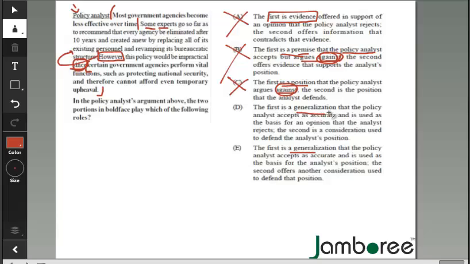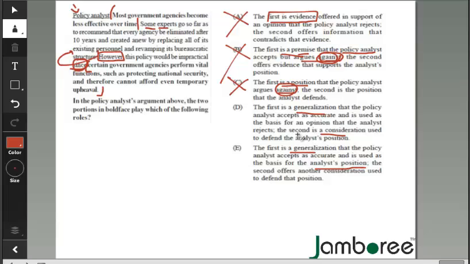Now, the first is a generalization that the policy analyst accepts as accurate and is used as the basis for an opinion that the analyst rejects. Well, it sounds good, so I cannot eliminate based on this. So let's read E. The first is a generalization that the policy analyst accepts as accurate and is used as a basis for the analyst's position. No, it is not used as the analyst's position, right? But let's say you are not able to eliminate based on the first portion, then let's read the second portion. The second is a consideration used to defend the analyst's position.